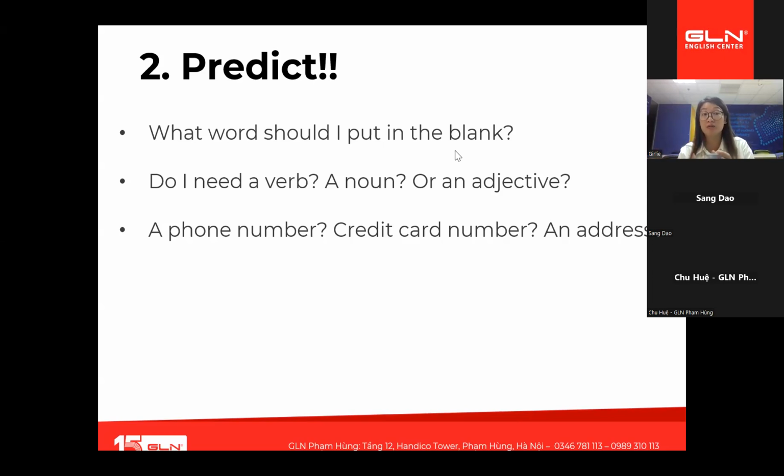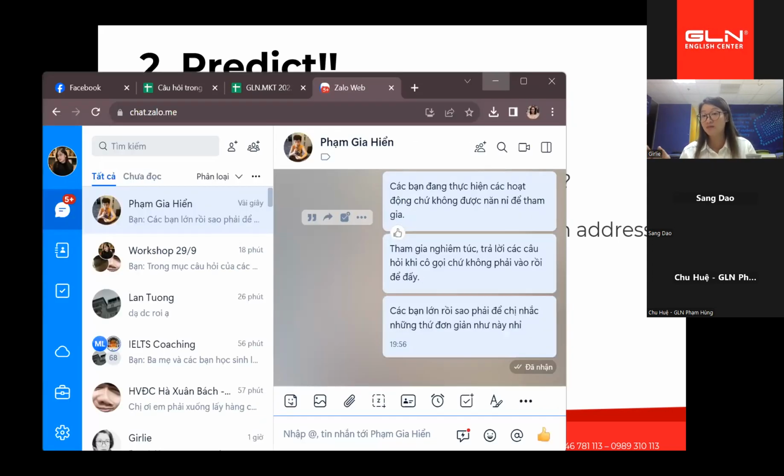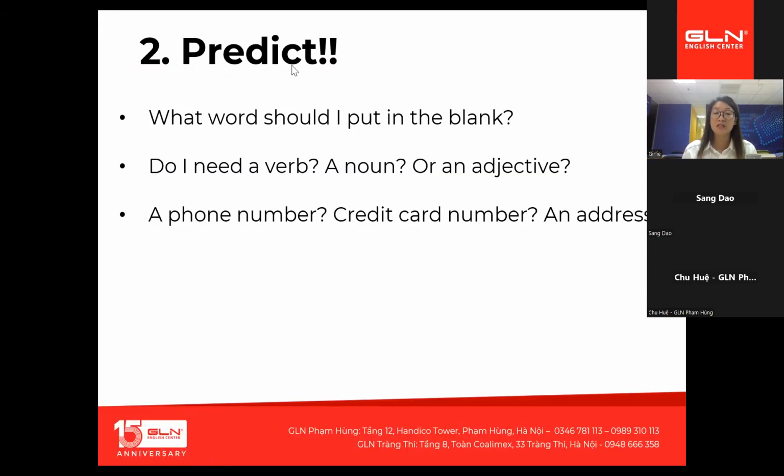A while ago, it was mentioned that you have to read ahead. So read ahead, predict what you see, or what you think is the answer to the blank. Do you need a verb, a noun, an adjective? Remember that. Prediction is very important in IELTS. So when you are listening, you know that in number 1, for example, you will listen for a noun, a verb, or a number. So always predict. It's very important.